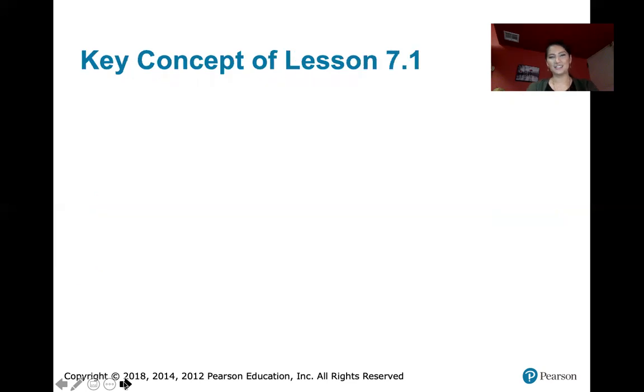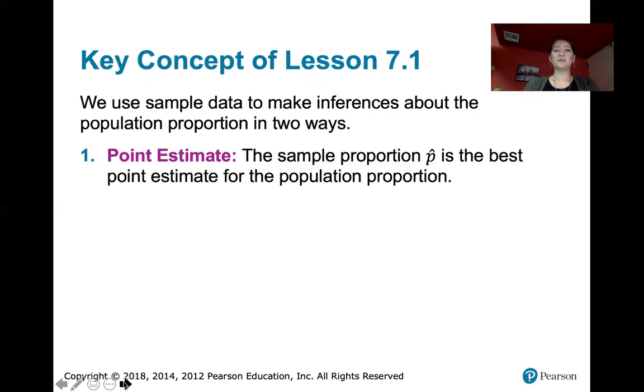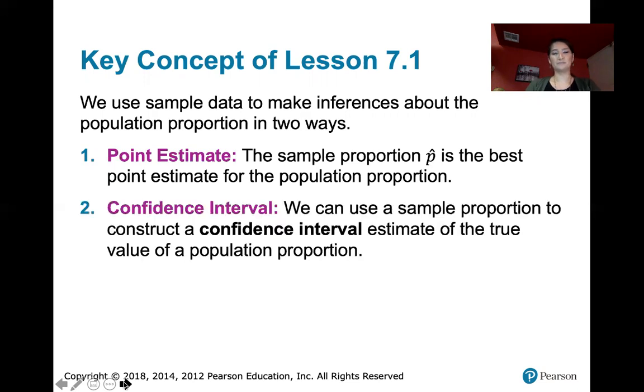So let's focus on lesson 7.1 for right now. 7.1 is again about estimating population proportion. We're going to make inferences about the population proportion in two ways. First, we're going to come up with a point estimate of the population proportion. It turns out that the sample proportion p hat is the best point estimate for the population proportion. We're going to talk about why that's true, and then we're going to review how to compute p hat.